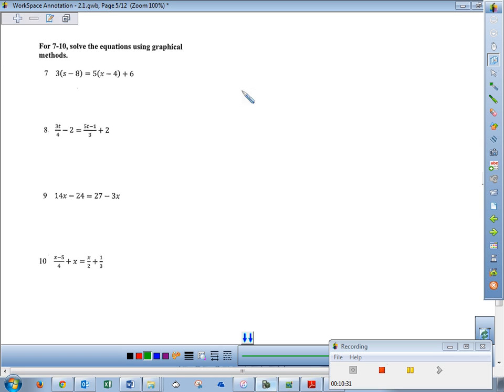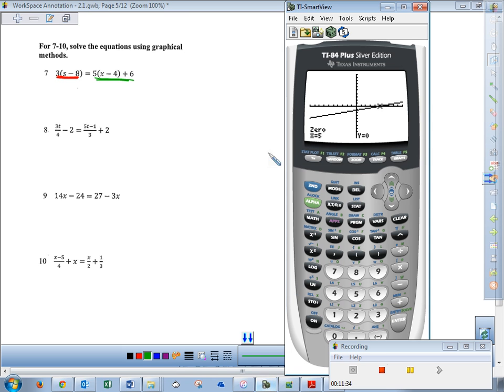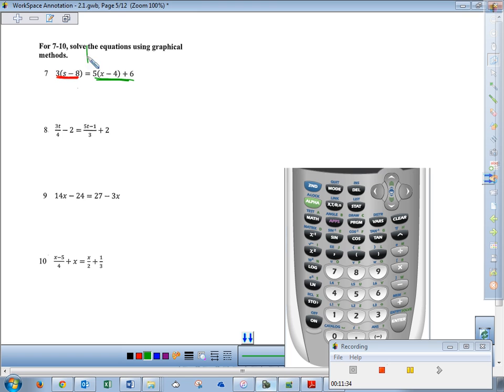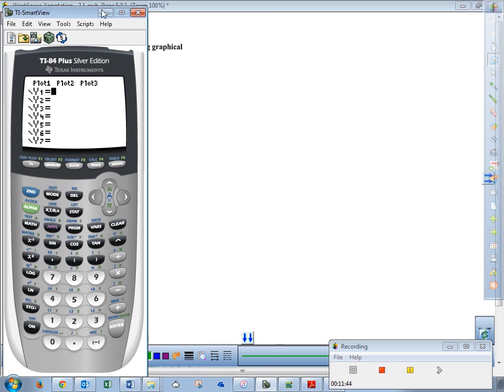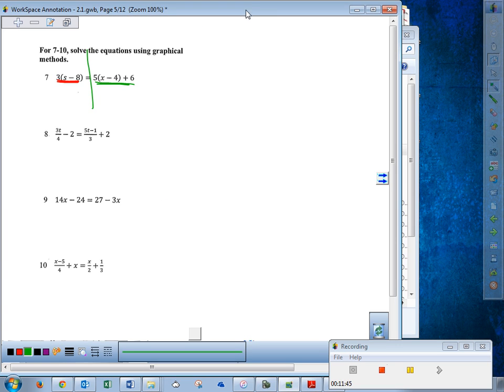Next one, solve these graphically, correct? Solve them graphically. So all they want to know is when this guy, Mr. Red, equals this guy, Mr. Green. I want to know when they are equal. All you do is take the red thing and make that your y sub 1 in your graphing calculator, and take the green thing and make that your y sub 2. So go to your graphing calculator, clear everything out, and let's type the first guy. Whatever's on the left side of the equal sign, let's type him. Let me do this real quick.